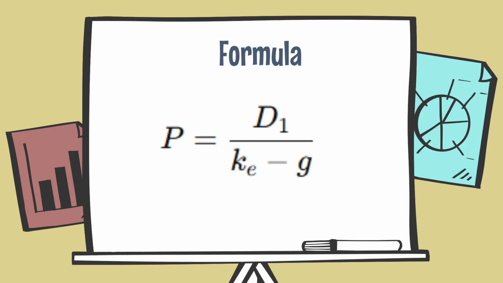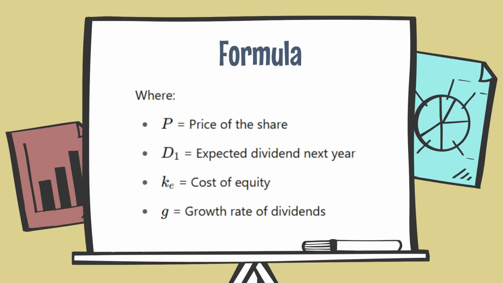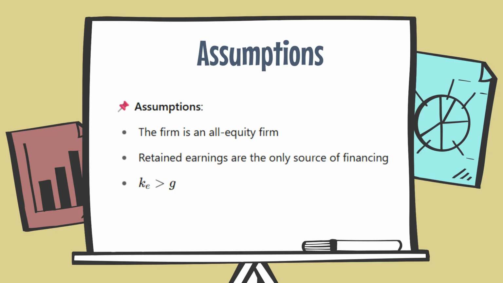In Gordon's model, the value of a share is calculated using the following formula, where P is the price of the share, D1 is the expected dividend next year, KE is the cost of equity or the required rate of return, G is the growth rate of dividends.